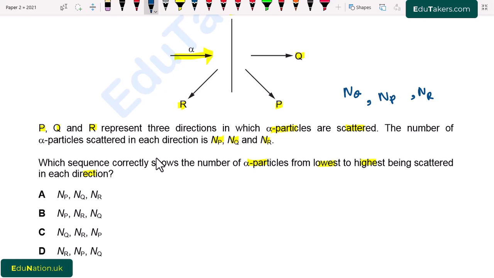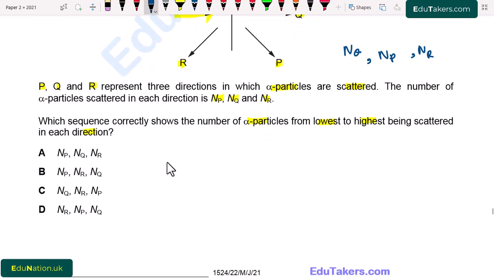So here, first of all, smaller is NR, then larger is NP, and then NQ. So from all of these options, D is correct, which shows the correct order. Going towards the next question.